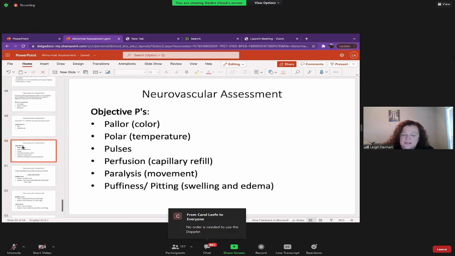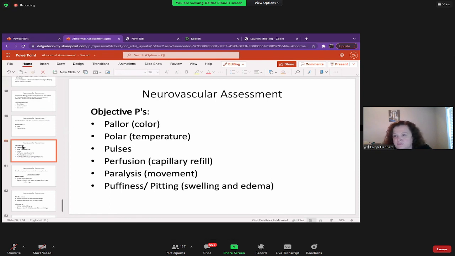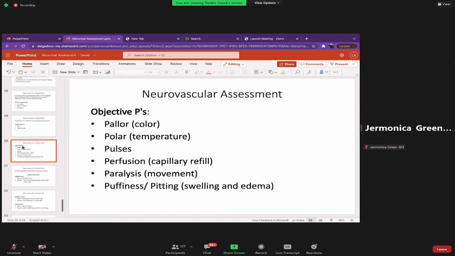But I think the biggest key to walk away with is understanding that we never, ever document unable to assess a pulse, period. Because then that's going to fall on you if something happens to that patient. Remember, no one's going to read your notes until something goes wrong. Okay. All right. Thank you.